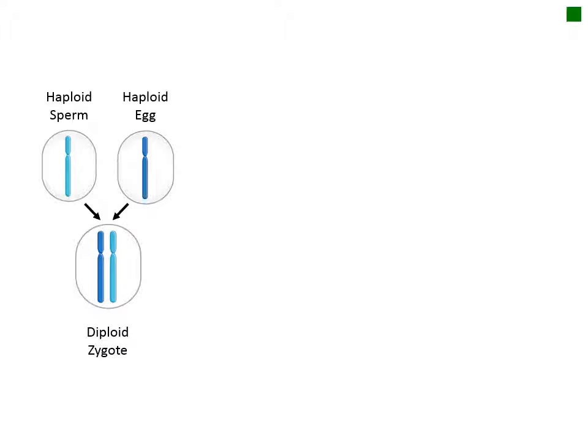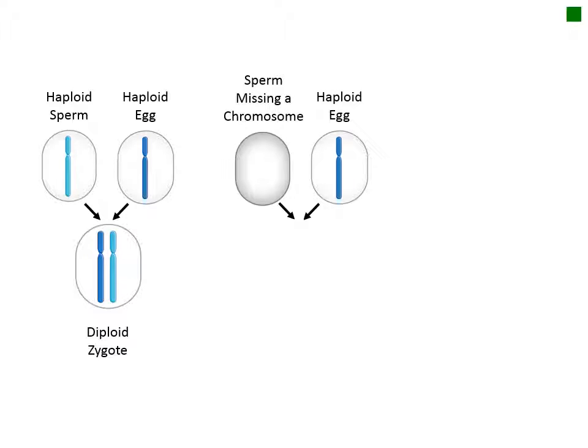However, if a sperm cell that did not contain a chromosome fertilized a haploid egg, the resulting zygote could not be diploid. Instead, it contains only 1 copy of the chromosome. When a cell is missing a single chromosome from a homologous pair, it is called a monosomy.